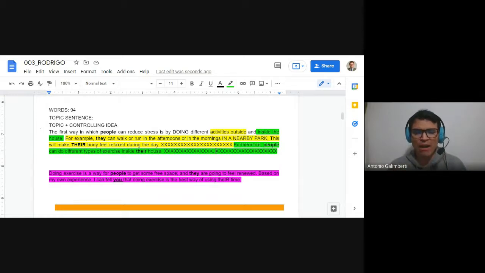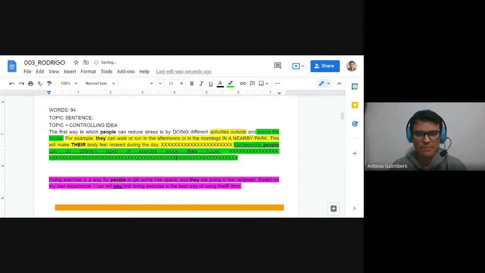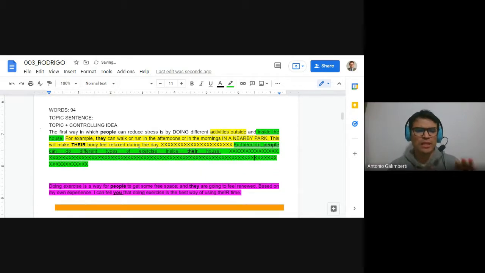Unfortunately, here for inside the house activities or indoor activities, you have only one sentence, only this. That's it. So what do you need? Examples, reasons, personal experience, but to develop green specifically. So this paragraph should look like this. All right? Something like that.